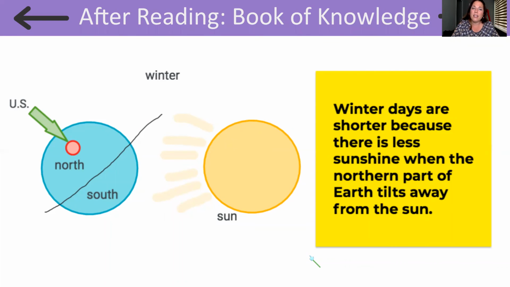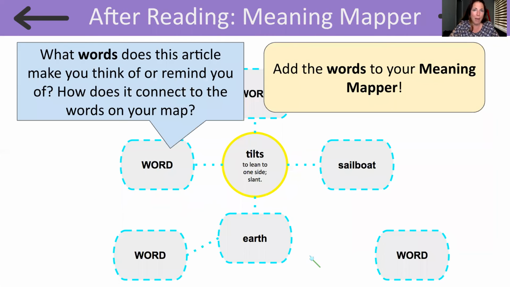So readers, now let's take a moment and take out our meaning mappers. Let's continue to add words to connect to our focus word, tilts, which means to lean to one side or slant. And think about a word you can connect to our focus word and why you can connect it, or to one of the other words on your meaning mapper. So pause the video now to work on this.